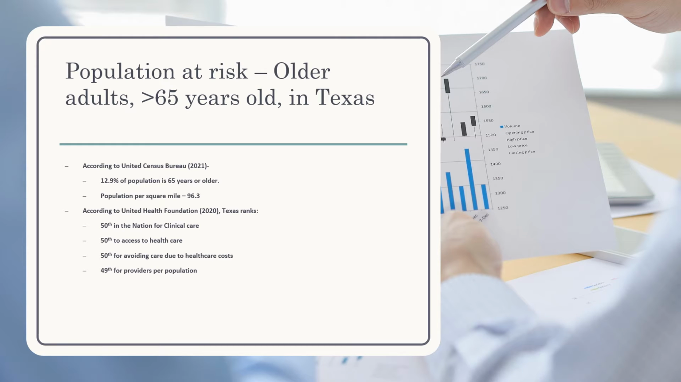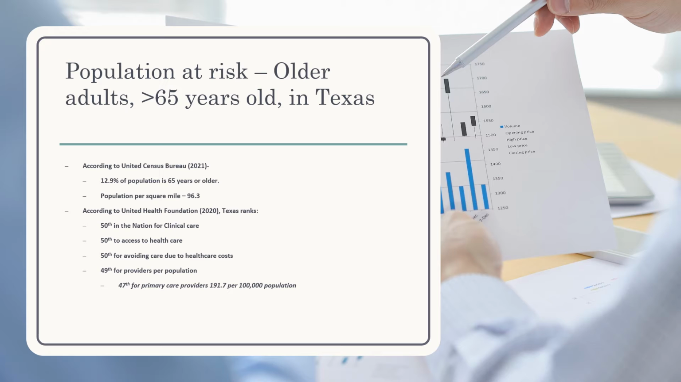Texas also ranks 49th for providers per population, 47th in the nation for primary care providers, which is 91.7 per 100,000 people. This figure takes into account internal medicine, family practice, nurse practitioners, PAs, geriatric medicine, pediatrics, and OBGYNs in the area. When looking at this figure, it shows that there is one physician per 521.7 people.